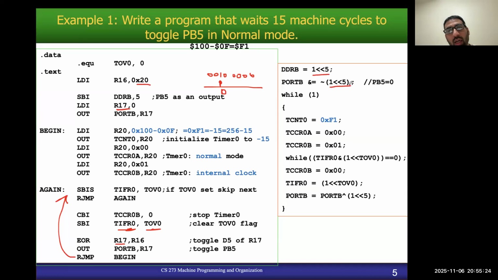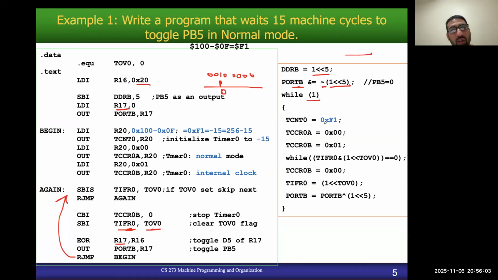So here you are saying, shift 1 to the left 5 times, so the bit at position 5 will be 1. Then you are saying, okay, take the complement. So when you take the complement, it will be inverted, so the bit in position 5 will become 0. And then you AND it with whatever current value you have in port B. So irrespective of the current value in port B, since the bit in fifth position is 0, port B will have its fifth bit set equal to 0, which is the output bit. So on the output you will have initially 0, right?